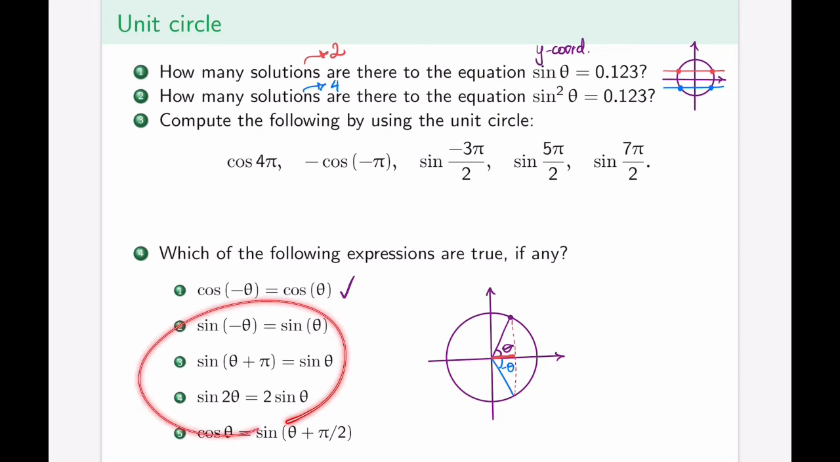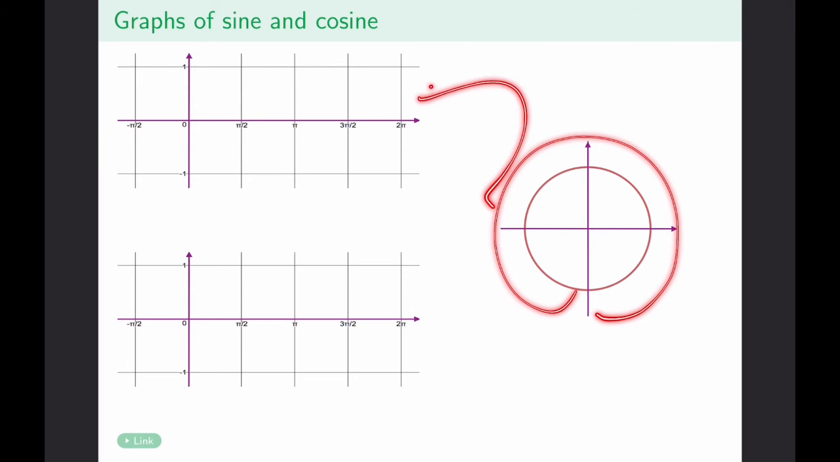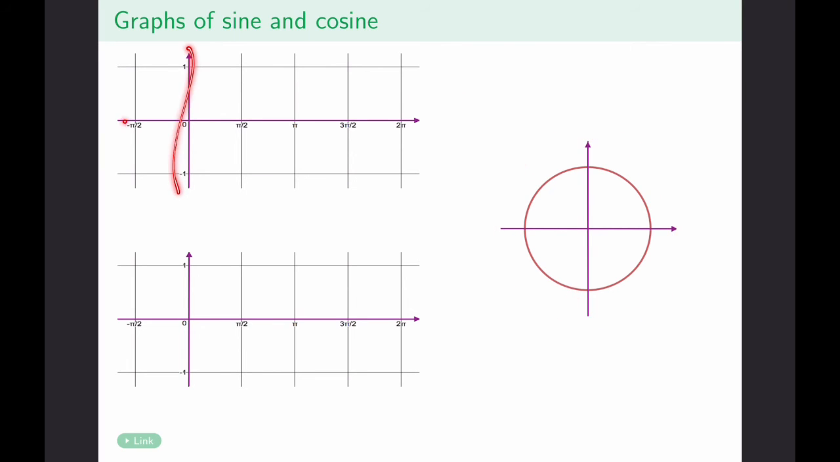Go through the other expressions and see if you can justify why they are true or why they're not true. This is excellent practice to deal with the unit circle. The next thing we're going to talk about is how to produce graphs of sine and cosine from the unit circle onto the familiar rectangular system of coordinates.